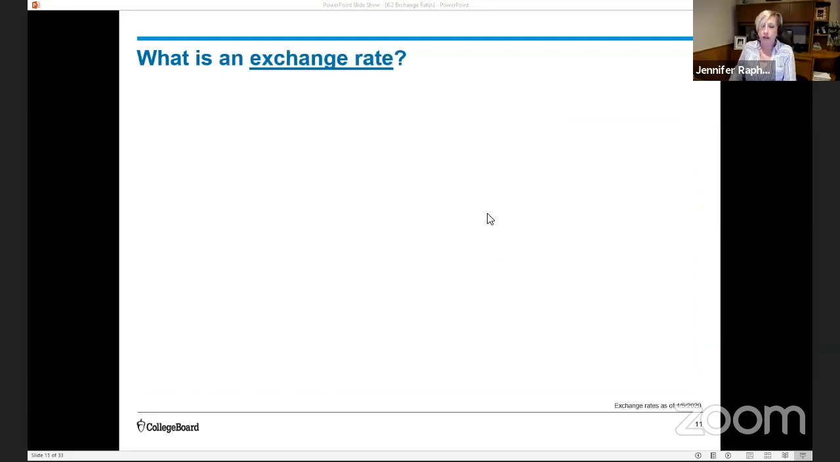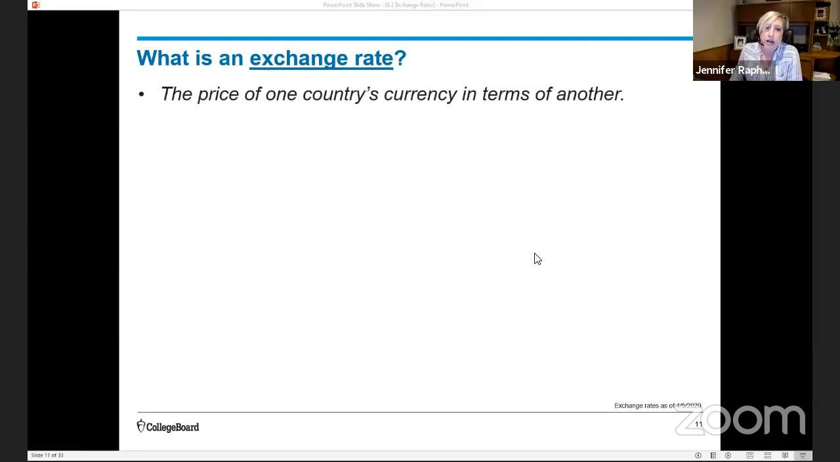So now that we know what currency is, what is an exchange rate? So it's basically the price of one country's currency in terms of another. So think about it this way. If you wanted to buy a dollar with a dollar, how many dollars would $1 cost you? And the answer is pretty obvious, $1.